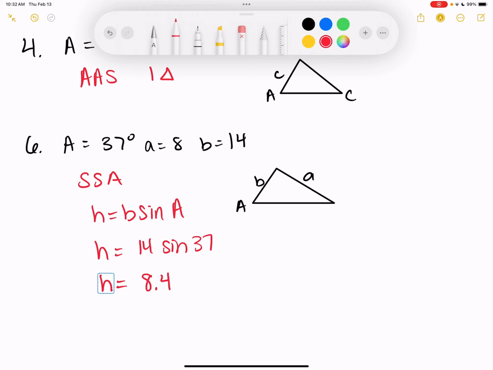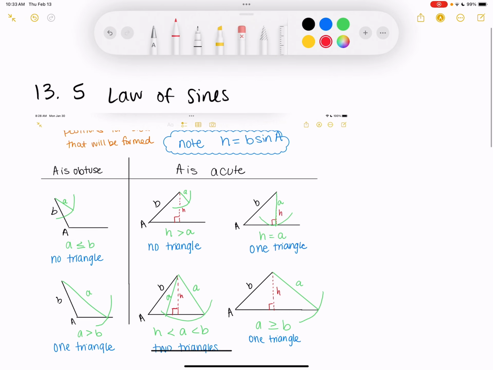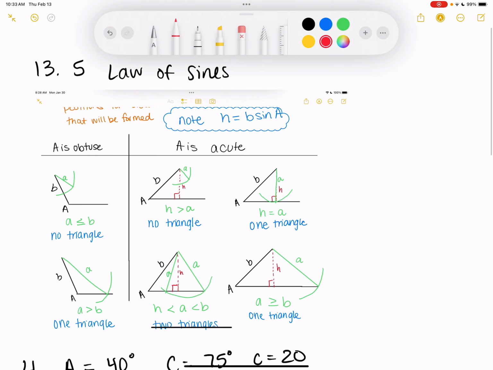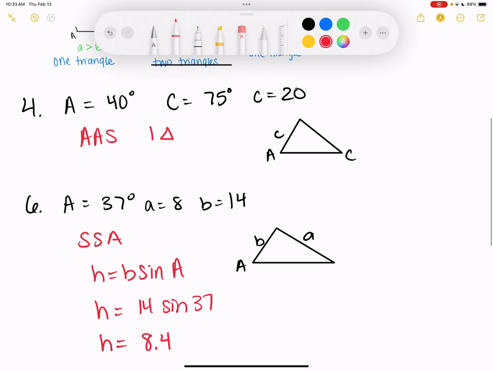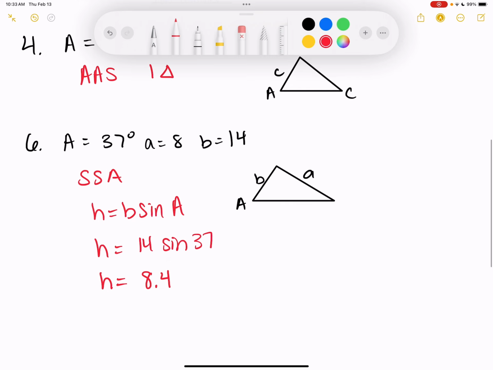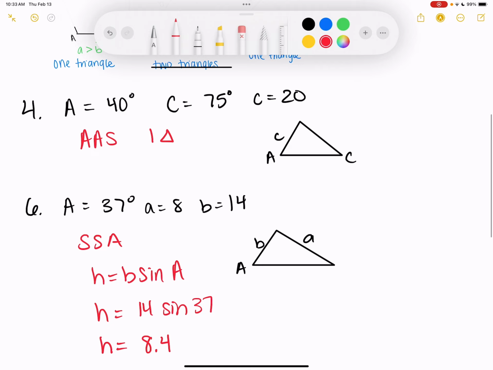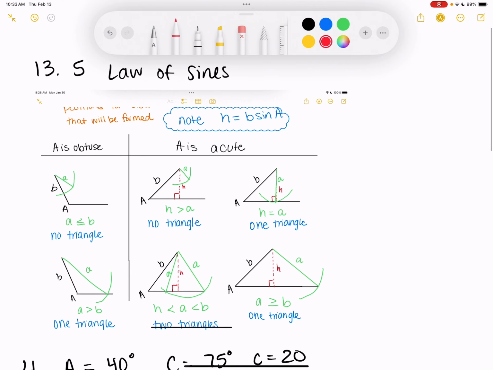It's angle A. So anytime we're finding h, we're going to go to 1 decimal place past whatever we have. Both of these were whole numbers, so we just need 1 decimal place. Now I need to look at h compared to a. Is h greater than a, equal to a, or less than a? h is greater than a, so that means no triangle.